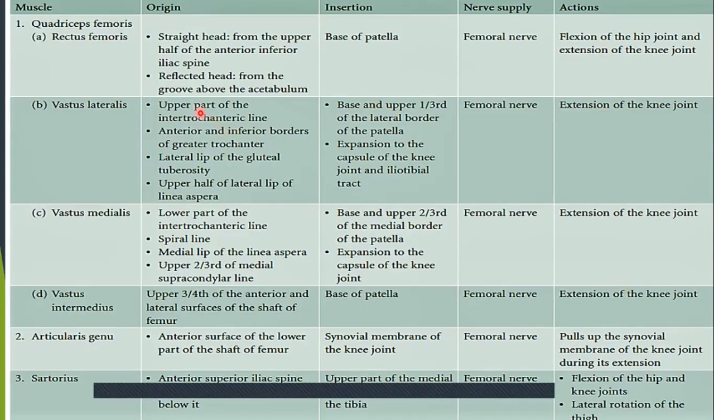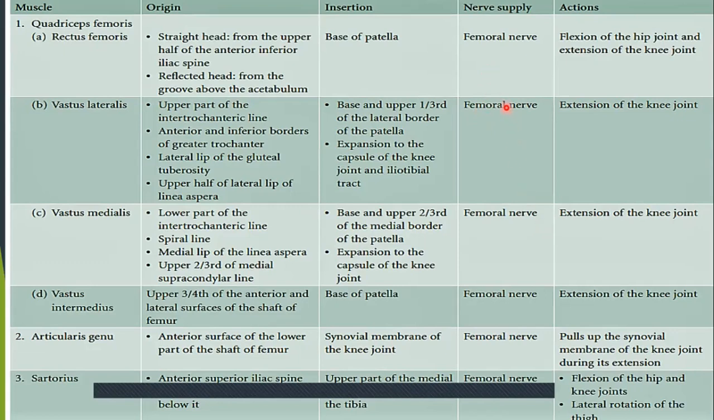These are the four quadriceps femoris. Vastus lateralis usually originates from the upper part of the intertrochanteric line, the anterior and inferior borders of the greater trochanter, the lateral lip of the gluteal tuberosity, and the upper half of the lateral lip of linea aspera. It inserts into the base and the upper 1/3 of the lateral border of patella, and also into an expansion of the capsule of the knee joint and the iliotibial tract. Supplied also by the femoral nerve.